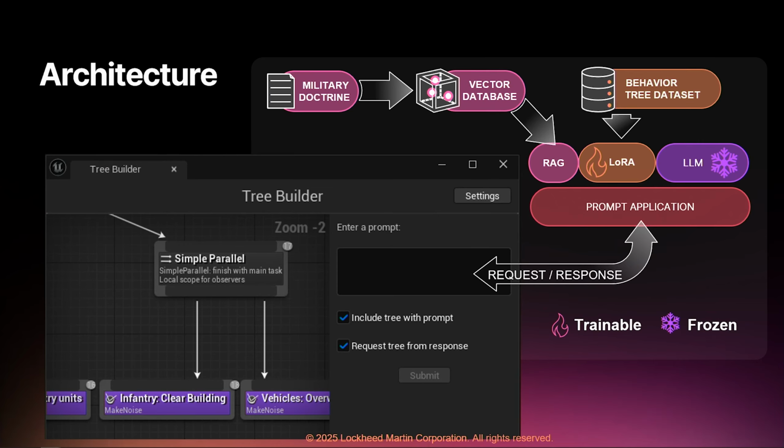You can see there's a couple of check boxes there. You can choose to say, do I want to serialize the tree and send it to the LLM? Do I want to get a response back? You can do either of those types of things.